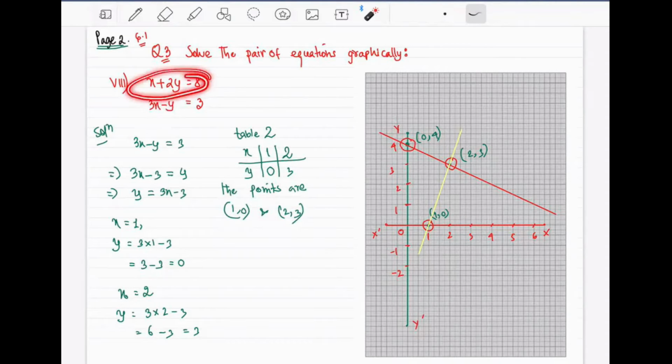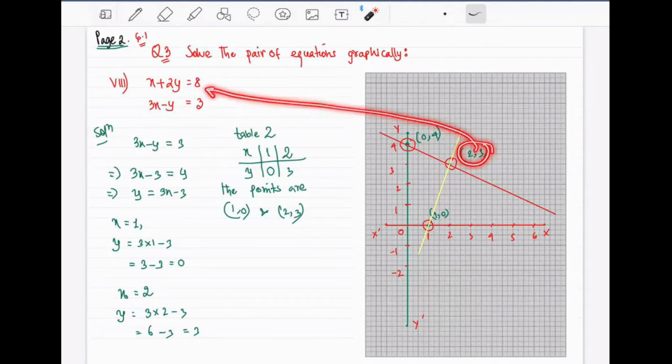For x plus 2y is equal to 8, we have got (0, 4) and (2, 3). Which one is in both the graphs, both the lines? (2, 3) is in both the lines, right? That means (2, 3) satisfies this equation as well as the second equation. That means this is the solution. If we take (2, 3), the value of x is 2 and y is 3, it will satisfy both the equations. So the value of x and y that satisfy both the equations is the solution of the two given equations.